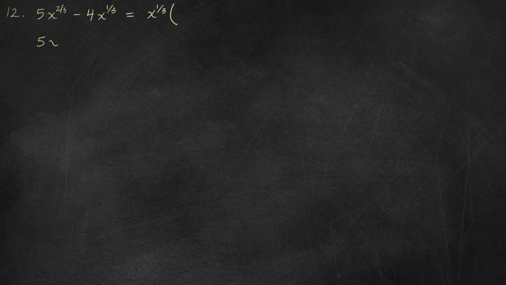So I have 5x to the 2/3 divided by x to the 1/3. We can use our rule for dividing numbers with the same base. We subtract the exponents, so 2/3 minus 1/3 leaves me with 1/3. Minus, and then it's 4x to the 1/3. I'm dividing that by x to the 1/3. It's just going to leave me with the 4.